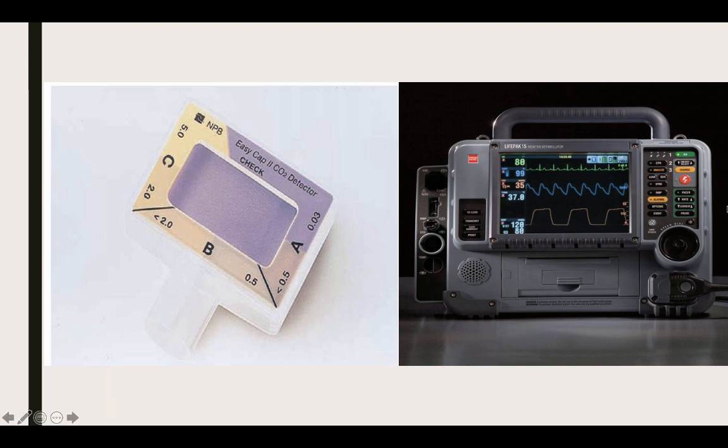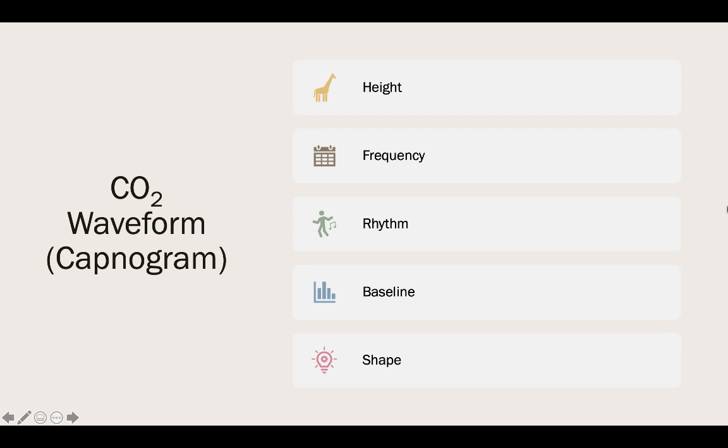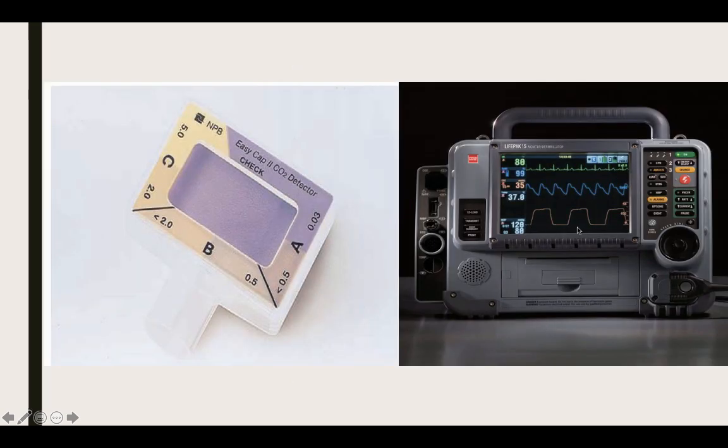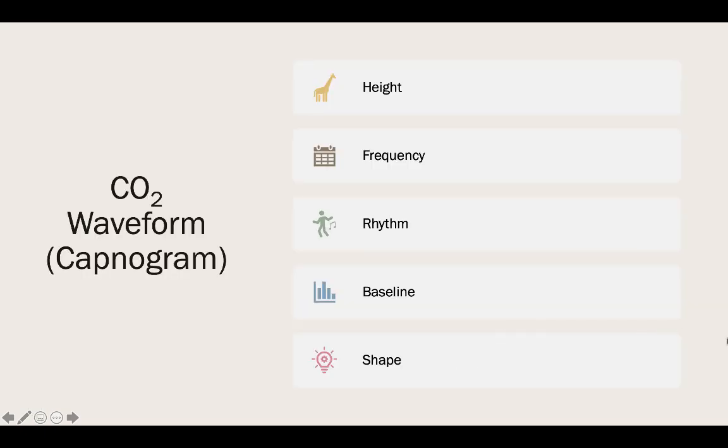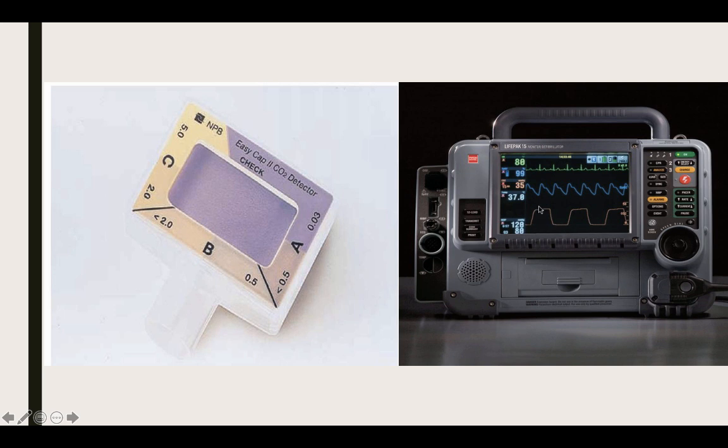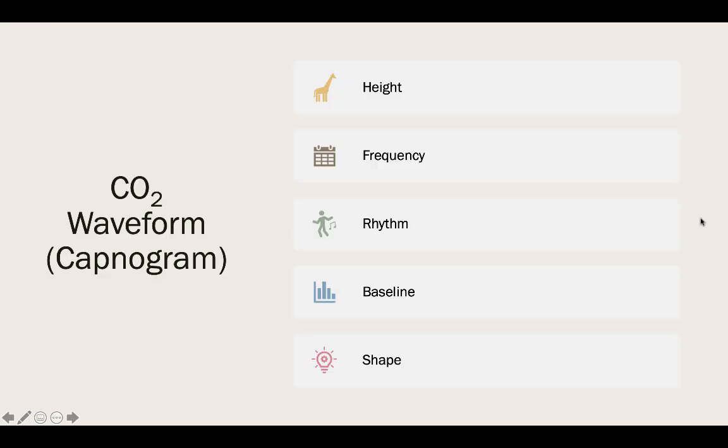We're going to focus on this a little bit more, and that CO2 waveform, or what I call our capnogram. What we're looking for is the height of it, the frequency, the rhythm of it, and where our baseline is. Does it come back to baseline? Does it not? And then the shape of it. So we're looking for the height right there, the frequency, the baseline, and the shape.